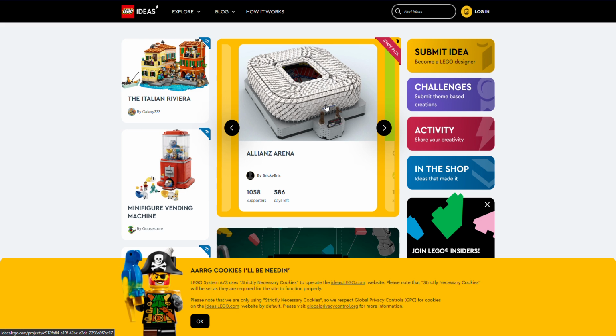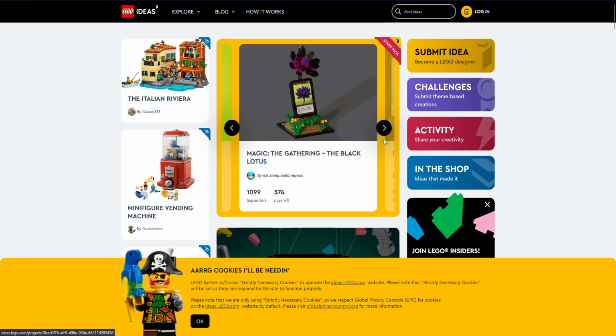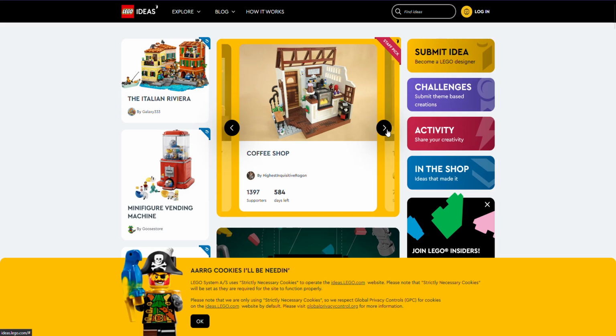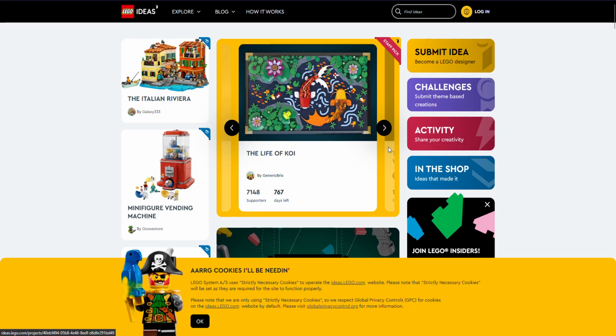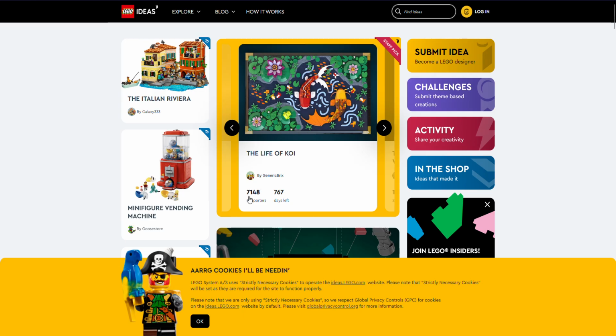So essentially, it's a block. So people play, but then say this idea has 1,058 supporters, 1,035 supporters. So people have voted on this. 1,035 people, 1,099, 1,410, 1,397, 7,148. Let's see the maximum. Okay, so far it's 7,148. So 7,148 are saying that they like this idea, and if they like this idea, then when this product comes on the market, at least this many people will buy it.